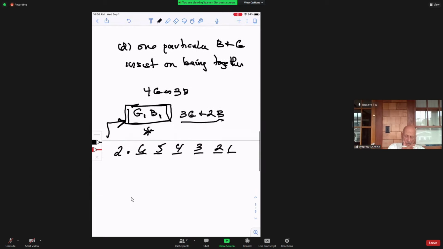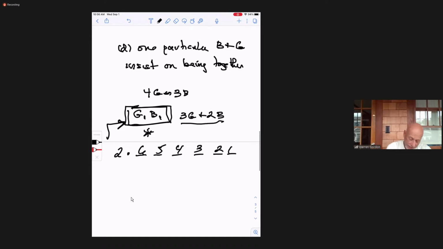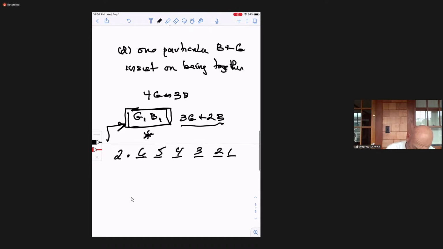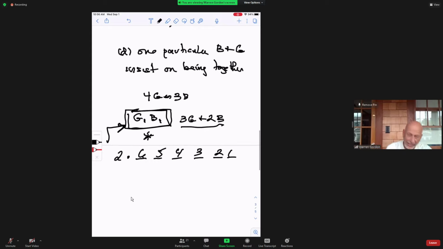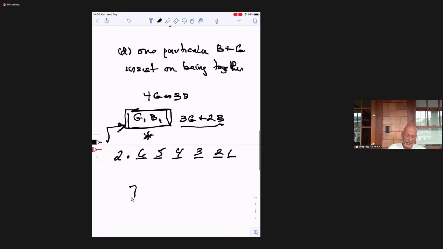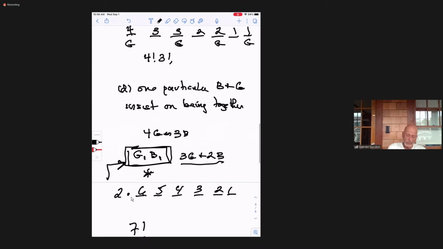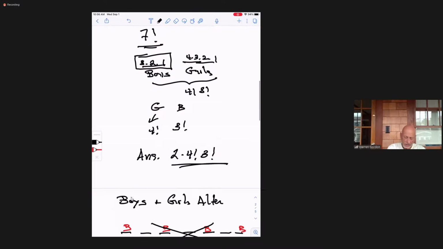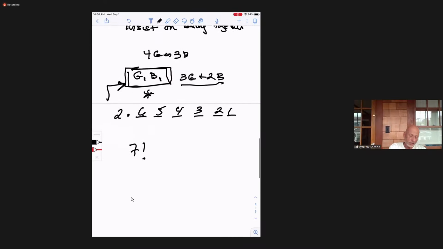Now, what if these boy and girl don't want to be together? And one particular boy and one particular girl must not be together. Well, we know altogether there were 7 factorial possibilities. Yeah. So this is the total number of possibilities, the total number of ways they can stand in a line. If I subtract from that the answer to the previous problem, then what's left is the number of ways they're not together.